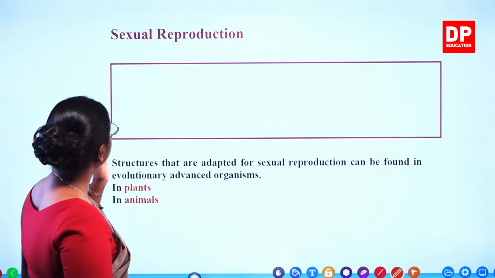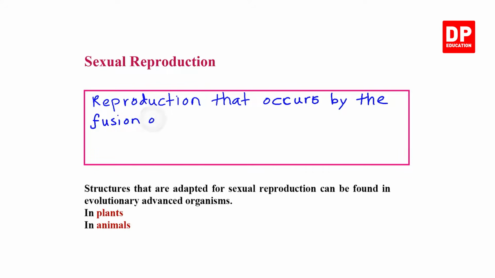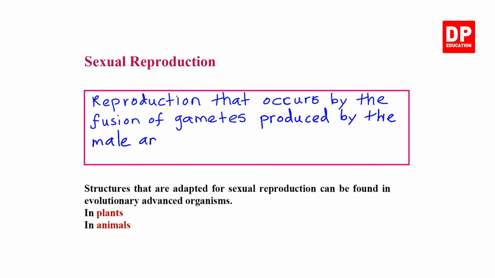So, if we define what sexual reproduction is, we can say reproduction that occurs by the fusion of gametes produced by the male and female organisms.